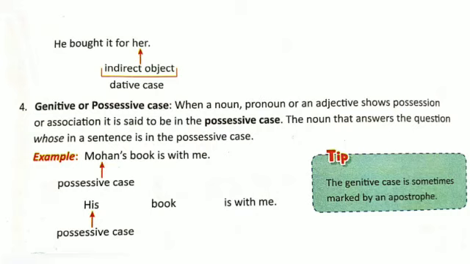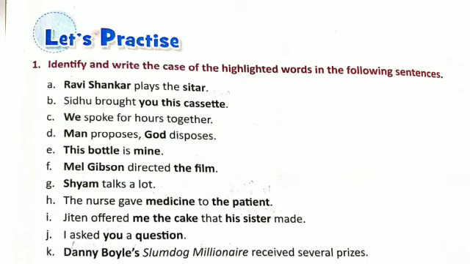And the last one is genitive or possessive case. When a noun or pronoun or an adjective shows possession or association, it is said to be the possessive case. The noun that answers the question whose in a sentence is called the possessive case. For example, Mohan's book is with me. So Mohan's book, Mohan's is the possessive case. His book is with me. Here his is the possessive case. Generally the possessive case is written with apostrophes.